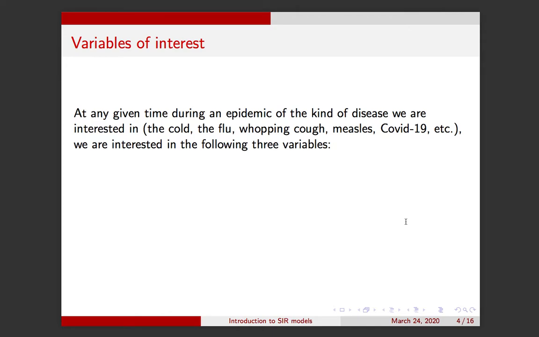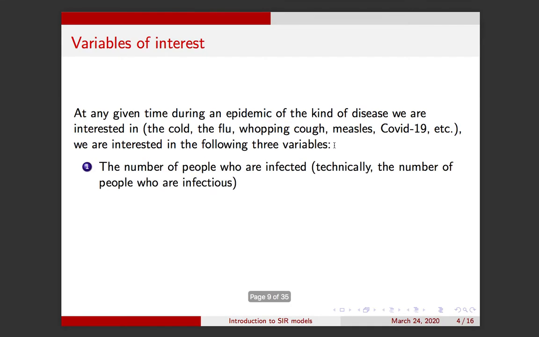In an epidemic setting, I want to start by talking about the variables of interest. At any given time during an epidemic of the kind of disease we talked about last time, things like the cold, flu, whooping cough, etc. Oh, not whopping cough. For some reason that's funnier sounding than whooping. Anyway, we're interested in the following 3 variables or populations. We talked about this in the last video, but let's set it up again. The number of people who are currently infected with the disease, although technically when the literature says infected, what they actually mean is infectious, so capable of infecting others.